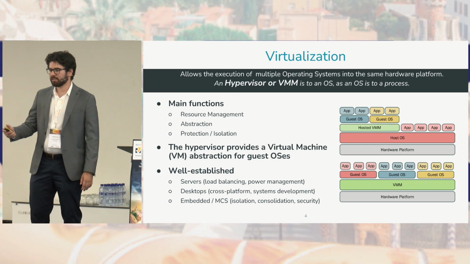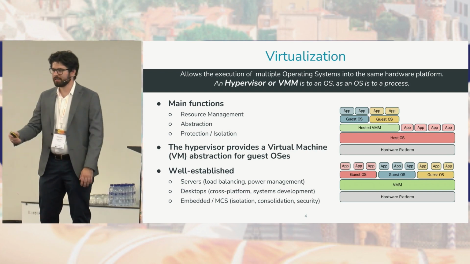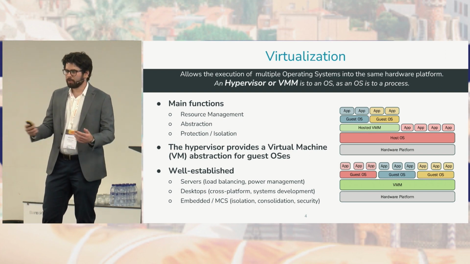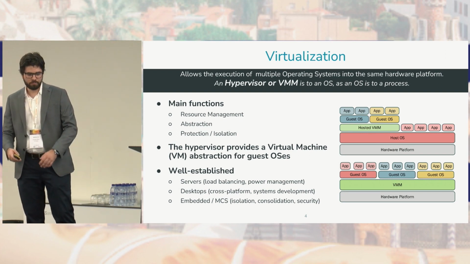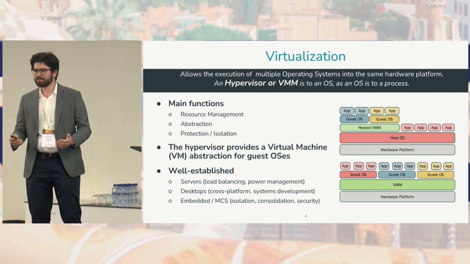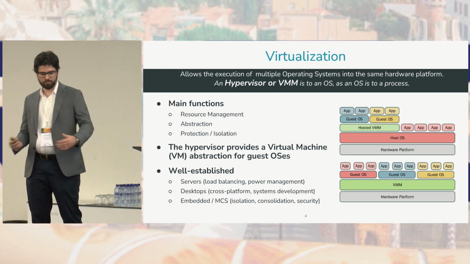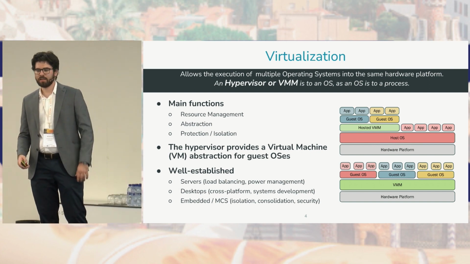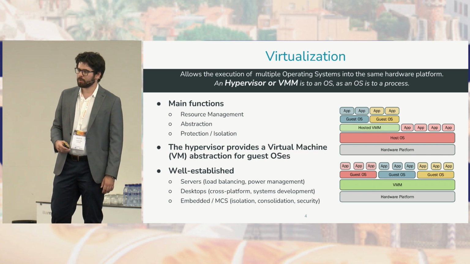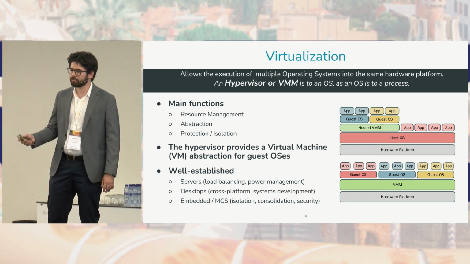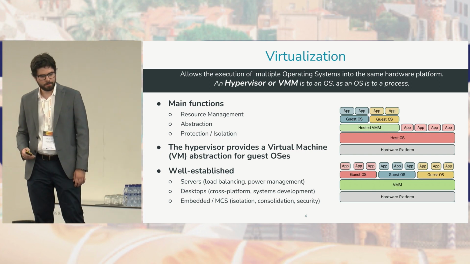So what is virtualization? Virtualization is a consolidation and isolation technology. You can basically run multiple OSs on the same hardware platform. You can think of a hypervisor is to an OS what an OS is to a process, basically. This is widely used in servers, and also in embedded systems for mixed criticality, to run a general purpose system alongside a real-time operating system to provide isolation, consolidation, and also security.